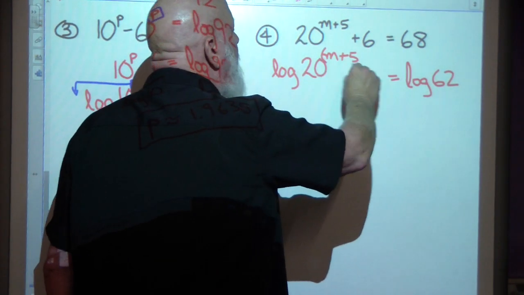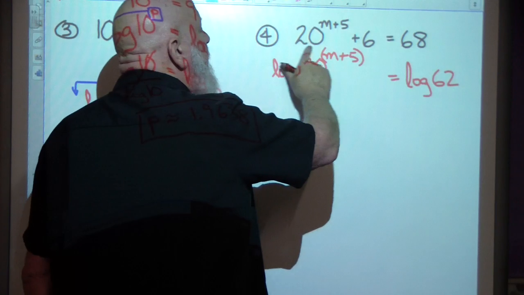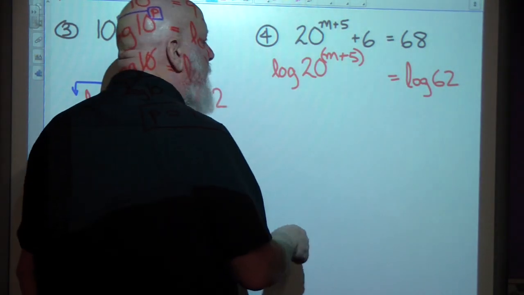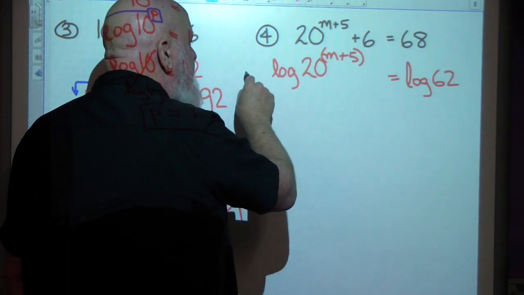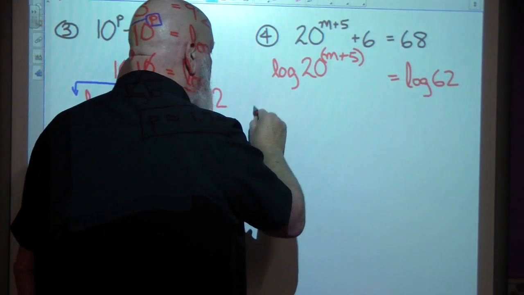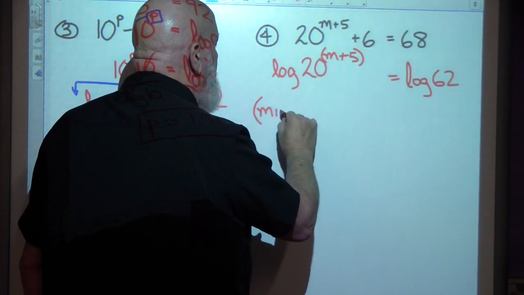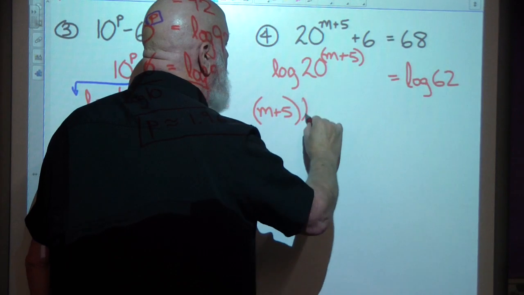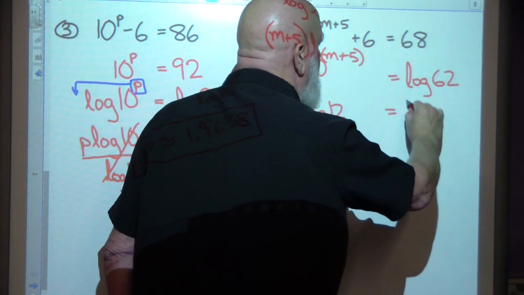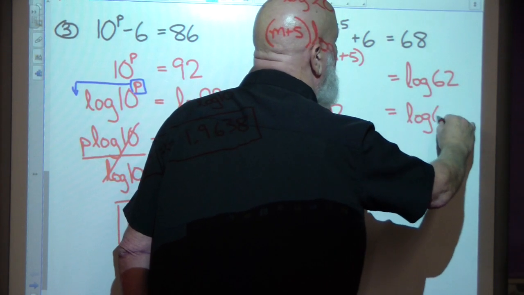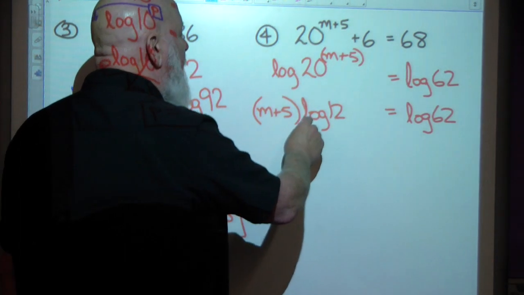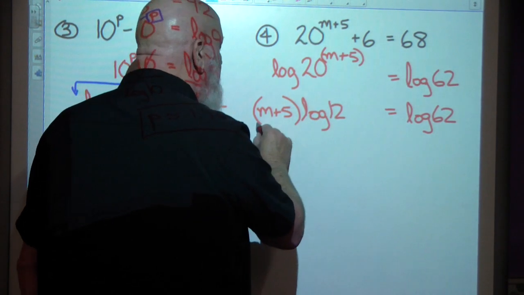I'm going to now use my power property, and this has to be in parentheses because this entire binomial is going to be multiplied by log 20. If I don't put it in parentheses, it'll be m plus 5 log 20, and we don't want that. This is going to be (m plus 5) log 20 equals log 62. Now I'm going to divide both sides by log 12.